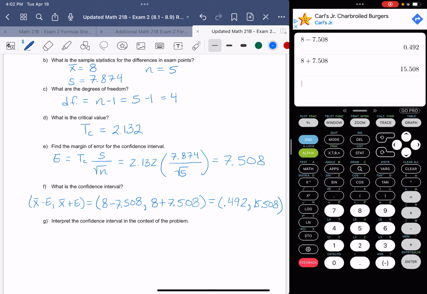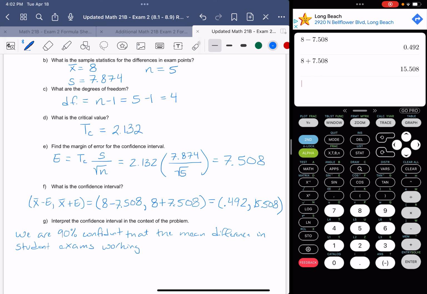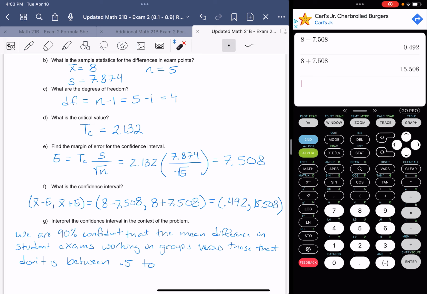Lastly, interpret the confidence interval. So we are 90% confident that the mean difference in students' exams, working in groups, versus those that don't, is between 0.5, I'm rounding here, I should emphasize that, I'm going to be rounding these guys to 1 decimal place, is between 0.5 to 15.5 points.